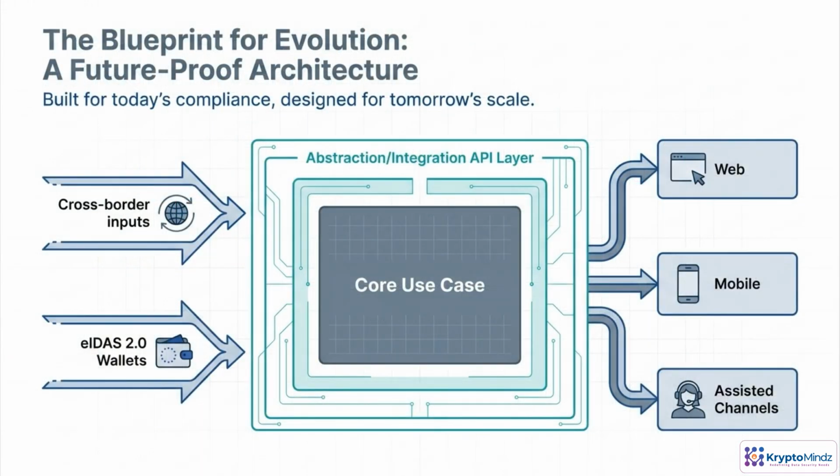You now have a blueprint for evolving your eIDAS banking solution without constant rewrites. Keep the core use cases stable, wrap them in clear, well-versioned APIs, and treat channels and providers as interchangeable plugins. As new wallet schemes or cross-border requirements appear, you swap or extend components instead of rebuilding. Use this architecture together with the end-to-end view from earlier in the course as your reference model for future identity and trust projects.